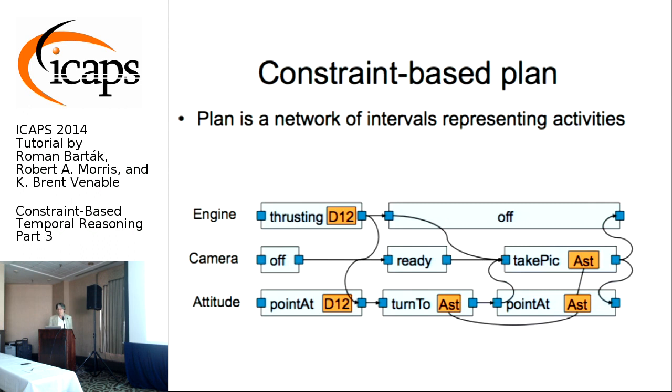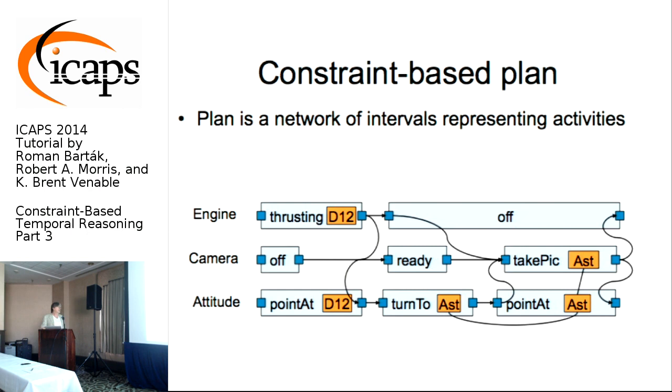So here are more components of a constraint-based plan. A plan is a network of intervals representing activities. Here's a space example. This is actually an abstraction from some of the planning that was done on the Remote Agent experiment in the 1990s, where a spacecraft was planned and executed its plans for science activities as a technology demonstration of automated planning. So here we have an engine, the spacecraft camera, and a state variable called attitude, which describes what the spacecraft is doing at a particular time. So each of these components.